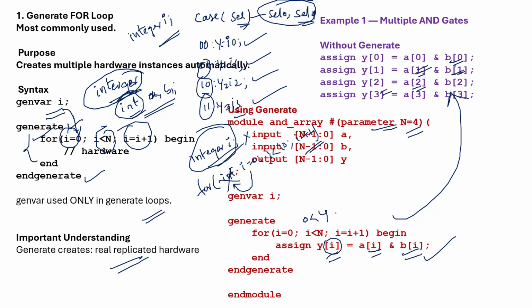Then 0 less than 4, the condition is true, then a of 0 and b of 0 we will be getting. Then the i value increments, 1 less than 4, then a of 1 and b of 1 we are getting. Similarly a of 2 and b of 2, then a of 3 and b of 3, and up to this the loop terminates. This will be repeating many times based on the loop, like simple loops only, but the keyword we are using is generate. That's it.